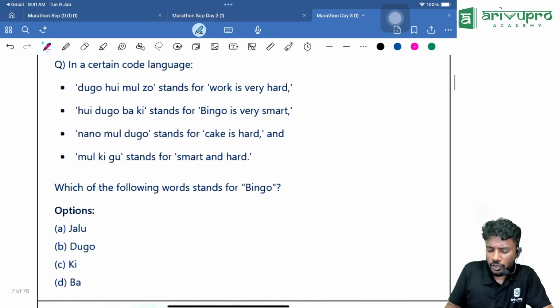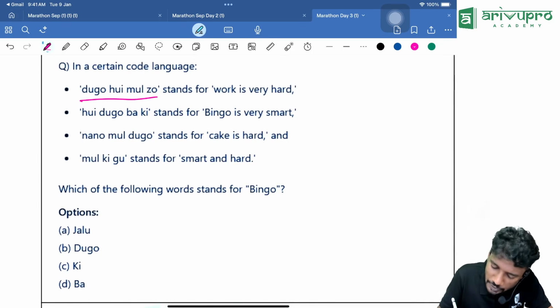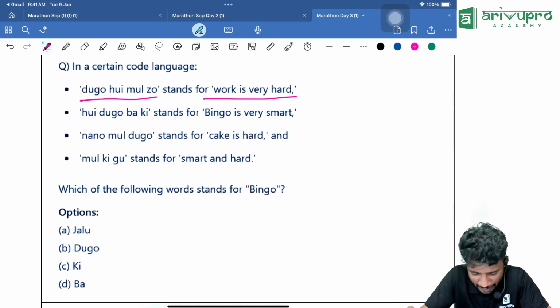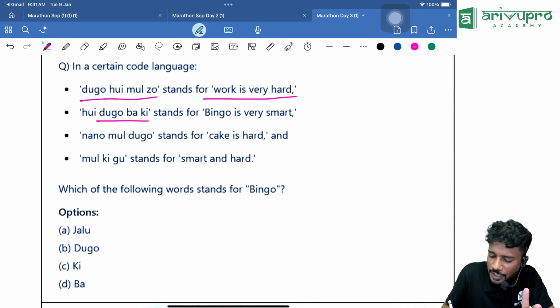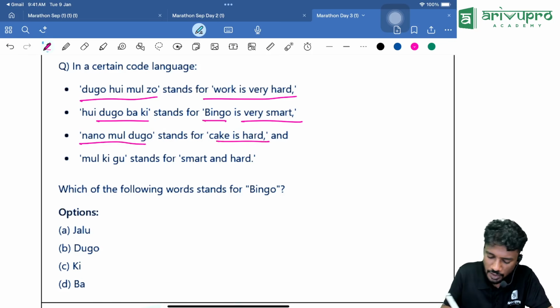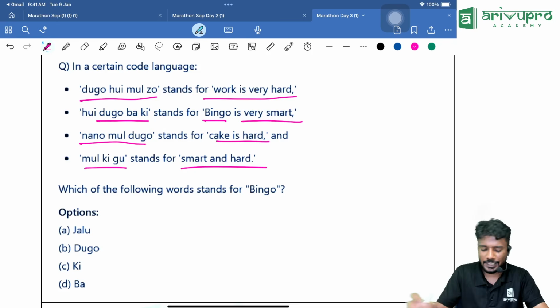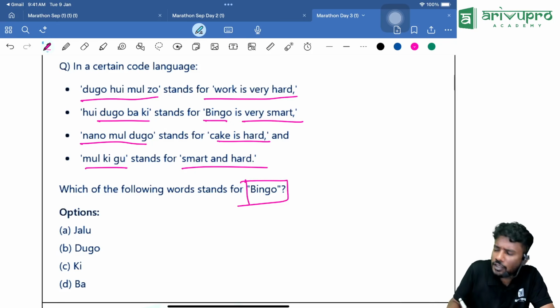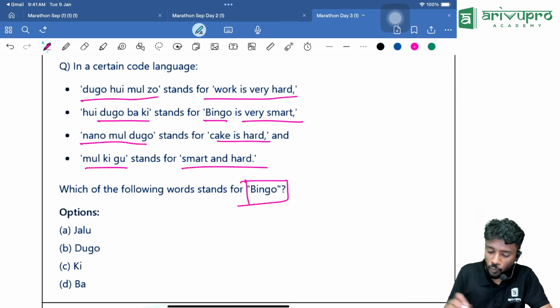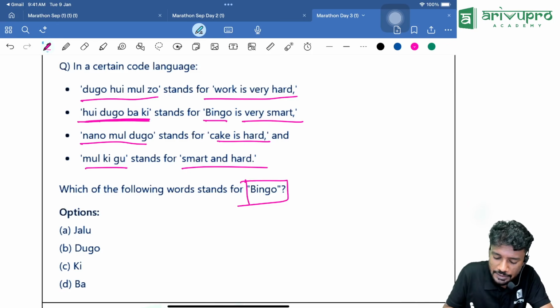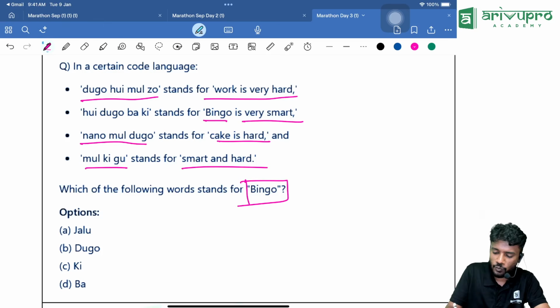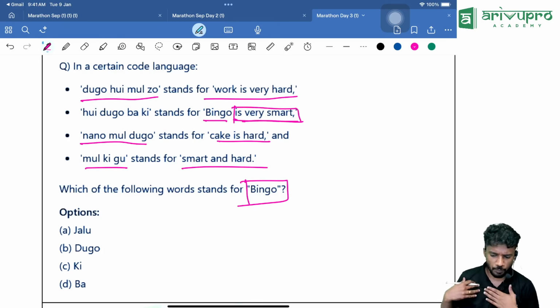In a certain code language, Dugo Humo stands for work is very hard. Hugo Dugo Baki means bingo is very smart. Nano Mul Dugo means cake is hard. Mulki Go means smart and hard. Now the question is, which of the following is the code for bingo? Bingo is present in which one? The second one. Now we need to check what is very smart. Then if you eliminate that, we will get bingo.